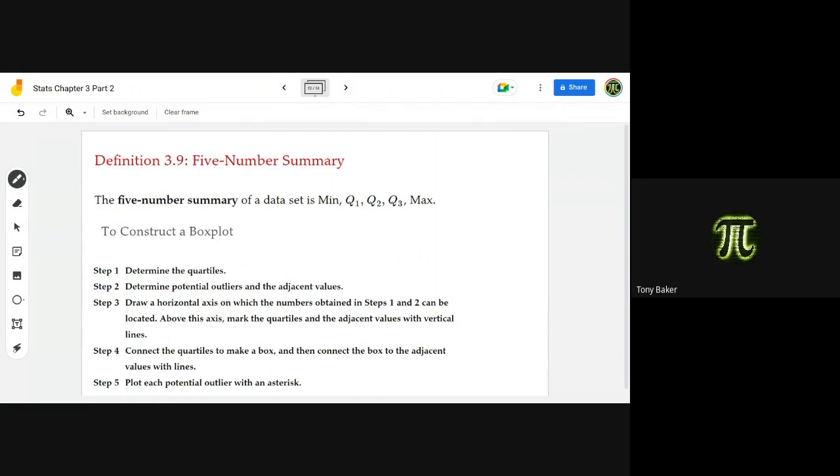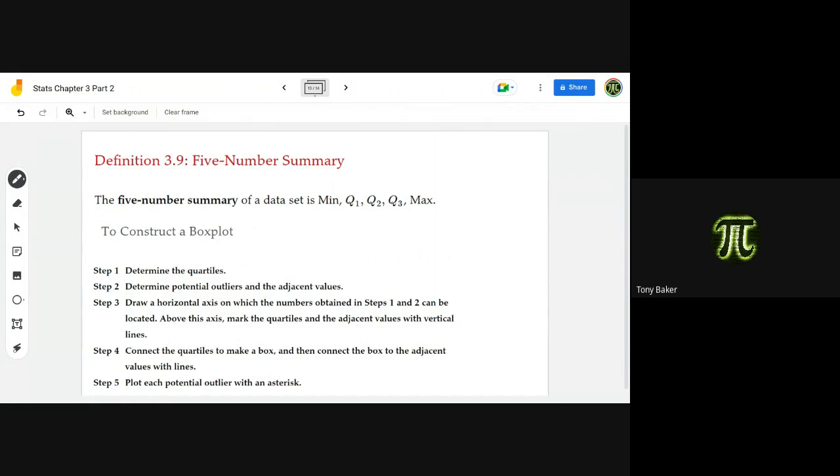I spent a lot more time on the empirical rule and the z-scores and stuff like that because you're going to use that a lot more. But just like bar charts and histograms and pie charts, you see box and whisker plots. And that's information that you do need to know how to do.